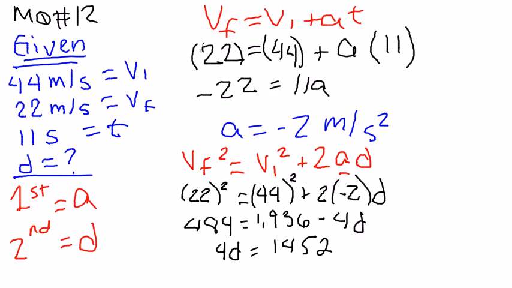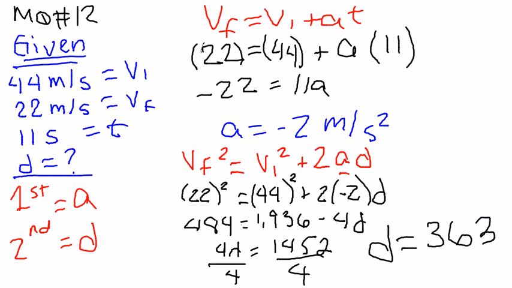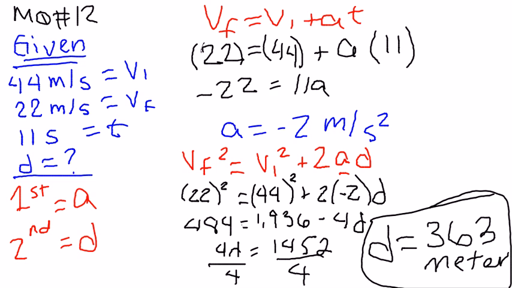When you divide each side by 4, you'll end up getting the distance is equal to 363 meters. And now that all the work's done, you can add the units at the end. And that's going to be the answer to number 12 of the motion questions.